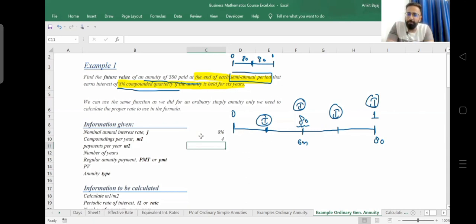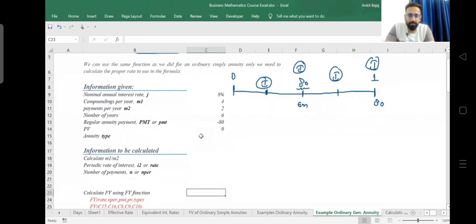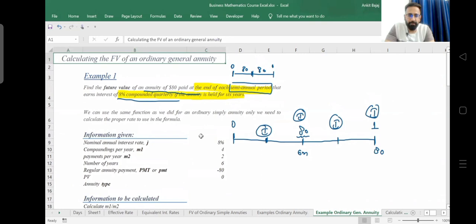Then payments: how many times will you be paying $80? You will be paying $80 2 times, right? The number of years is given as 6 years, right? Then the annuity payment, or PMT, is given. So how much will you be paying? $80, which we have to write down as negative, right? Then PV, nothing is given, so PV is going to be 0. Annuity type, just ignore this line. So we will ignore the annuity type here.